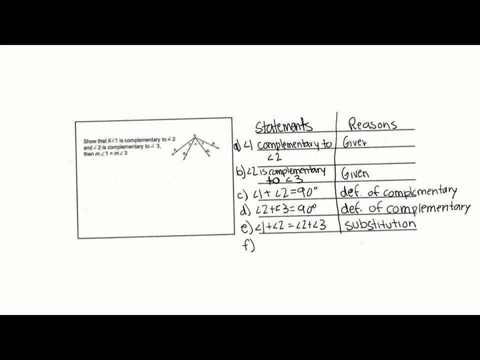And then finally, if I subtract angle 2 from each side, I'm left with angle 1 is equal to angle 3 using my subtraction property. And that's what I was trying to prove, so I am done with that proof.